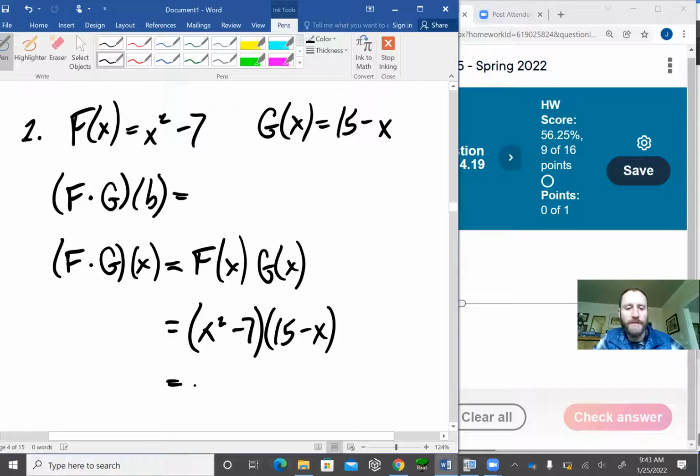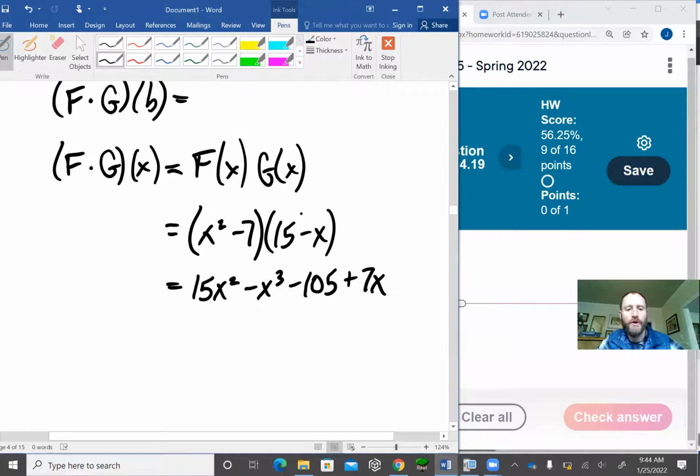X squared times 15 is 15x squared. Outer terms, x squared times minus x is minus x to the third. Inner, minus 7 times 15. Let's see. 7 times 10 is 70. 7 times 5 is 35. 70 and 35 are 105. So minus 105. Minus 7 times minus x would be plus 7x.